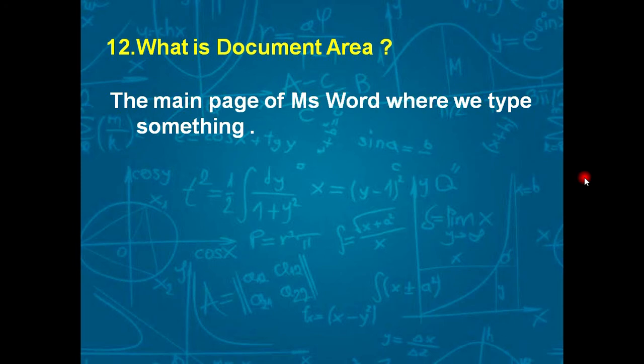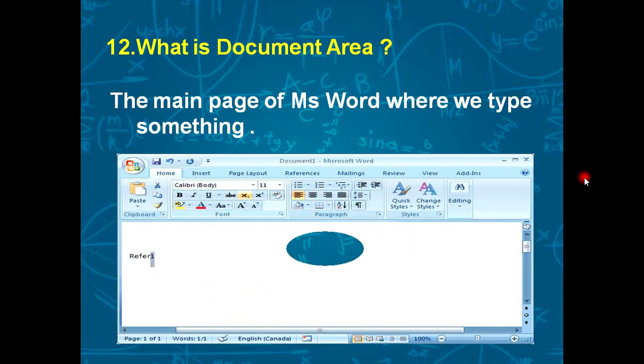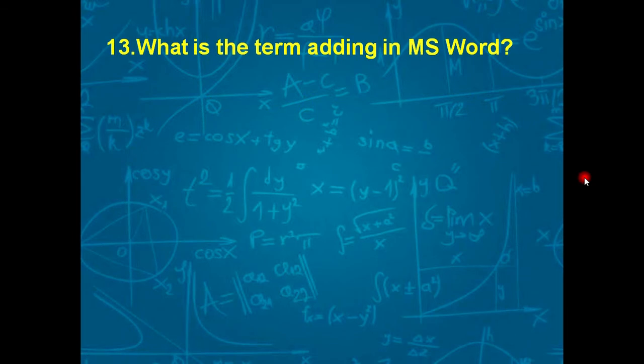So we move ahead to question number 2. What is document area? As I have told you about the document area, but again I'm going to tell you about the document area, because this is the most important question. Microsoft Word, the main page of Microsoft Word where we type something, is called your document area, and this is the document area as I told you earlier in the previous question.